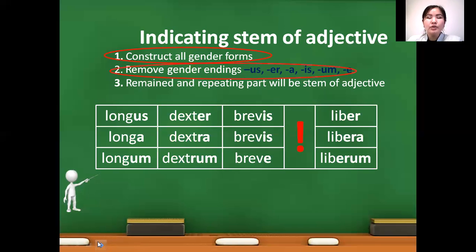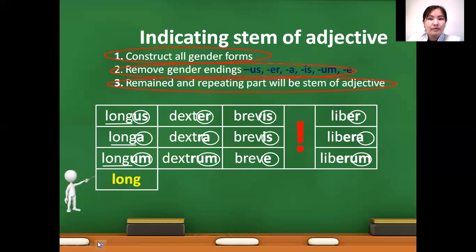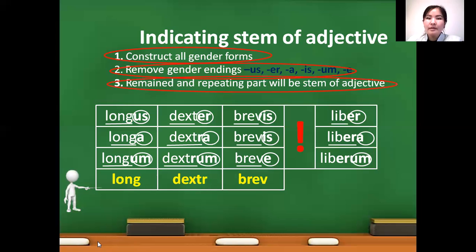Second step, we need to remove gender endings: us, er, a, is, e. So second step done, we have removed gender endings. After this, we just see what is remaining and repeating, like long, long, long. Long is repeating 3 times, so it will be stem of adjective. Dext, dexter, dexter. As you see, dexter is being repeated twice, so it means stem will be dexter. Brev, brev, brev. So did you indicate stem? Yes, brev. Lib, liber, liber. What is stem? Yes, liber. Liber repeated twice, that is why it will be stem. So now you know how to indicate stem of adjective.